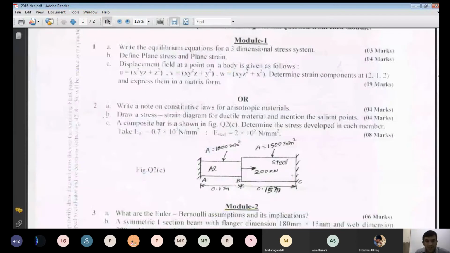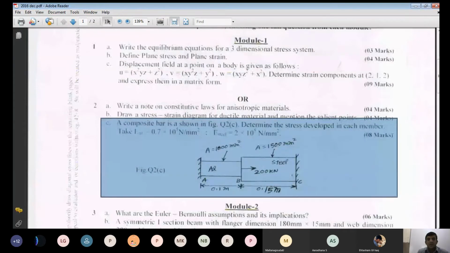Okay, now what is 2C? Now we'll copy this question. Yes, all of you copy this question. A composite bar is shown in figure. Determine the stresses developed in each member. Take E suffix Al, E stands for Young's modulus, Al stands for aluminium, is 0.07 into 10 to the power of 5 Newton per mm square. Next, E suffix steel, Young's modulus for steel is 2 into 10 to the power of 5 Newton per mm square. Again they ask for 8 marks.